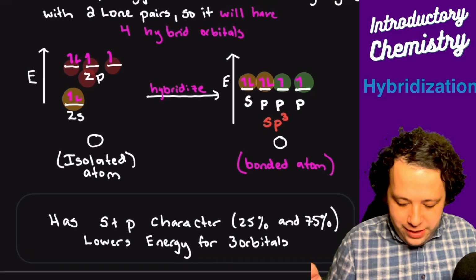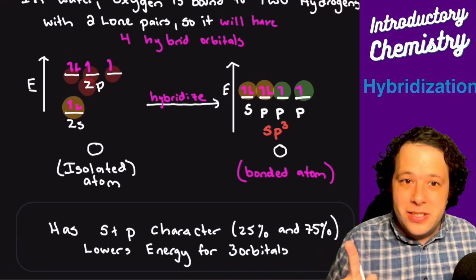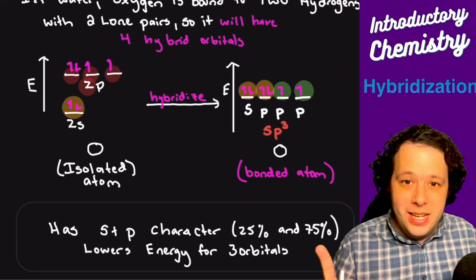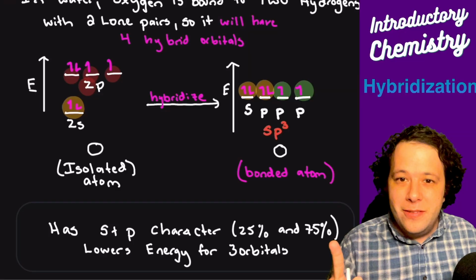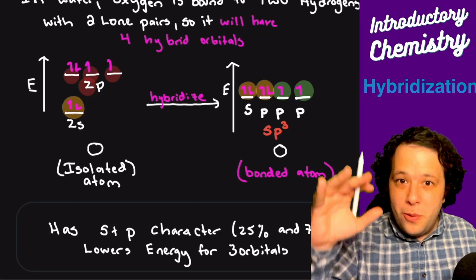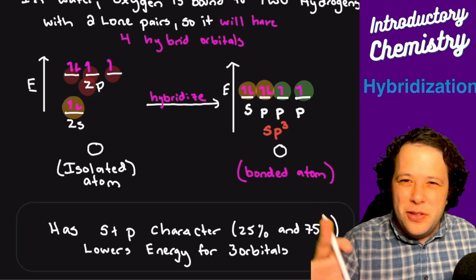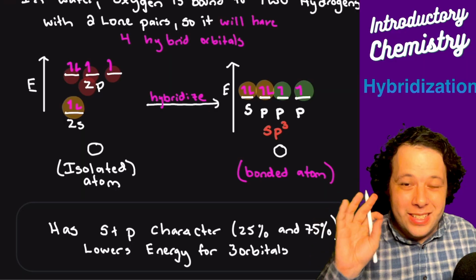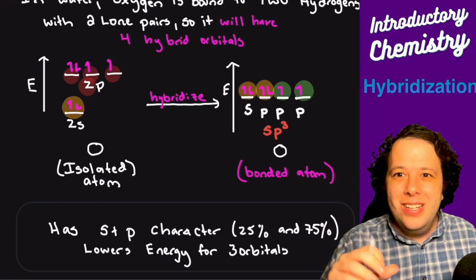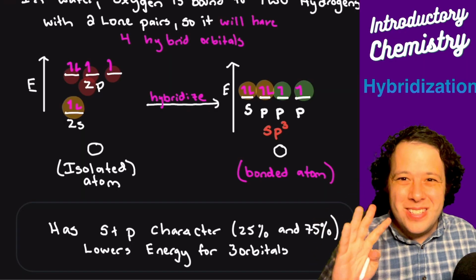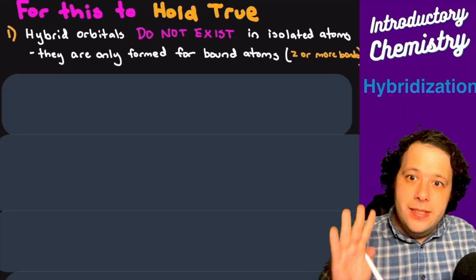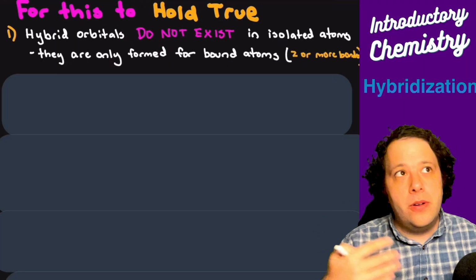What this tells you is that you have 25% s character and 75% p character. So it's lowering the energy of these orbitals, and it's giving you this brand new shape, which is going to lead to the tetrahedral geometry, or all these different VSEPR shapes. So let's dive in a little more. All right, so when does this work? Does it work all the time?